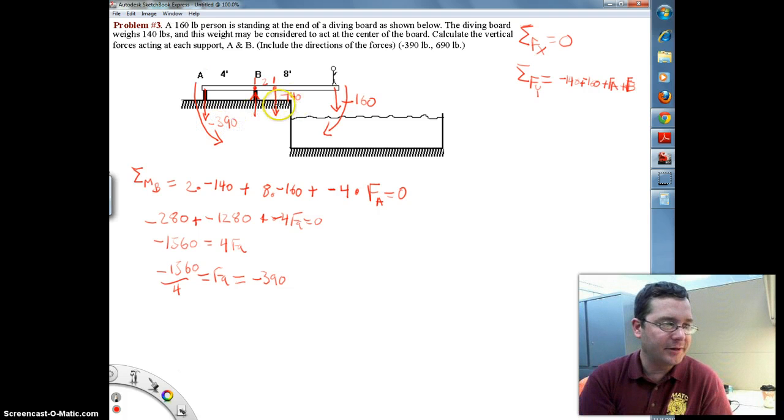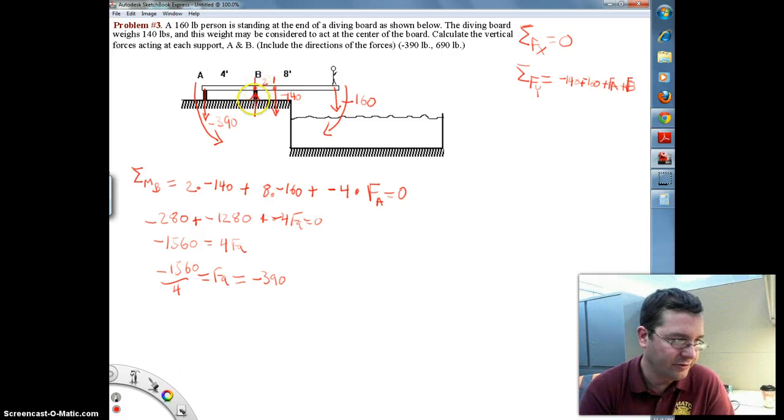Now, if you think about the force that column B must be pushing up with, it has to be equal to and opposite these 3 forces, since these are all in the downward direction. So negative 140 and negative 160, those add to negative 300, and negative 390, so negative 390 plus negative 300, this has to be 690 pounds upward. It's under 690 pounds of compression. And you see that agrees with our answer key.